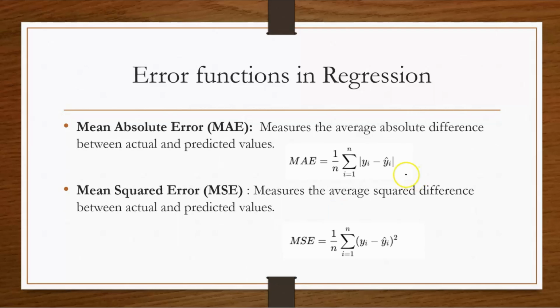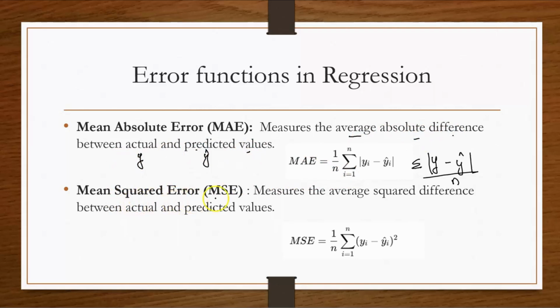First, what is mean absolute error? Mean absolute error gives the average absolute difference between actual and predicted values. The actual value is y, the predicted value is y cap. So here we are taking the difference between actual value and the predicted value, taking the absolute value and summing it all. We are taking the sum of all the absolute values and taking the average. The average absolute difference between actual and predicted value.